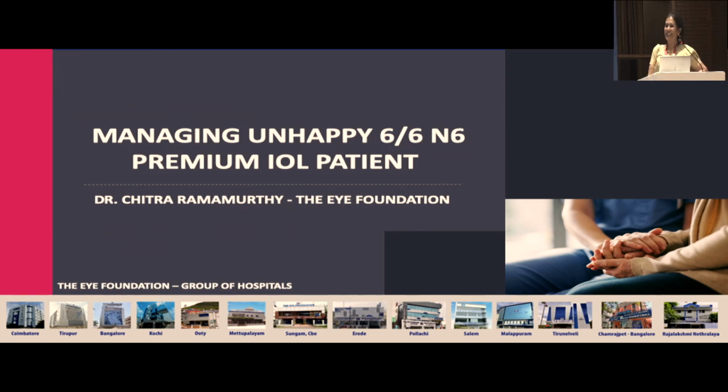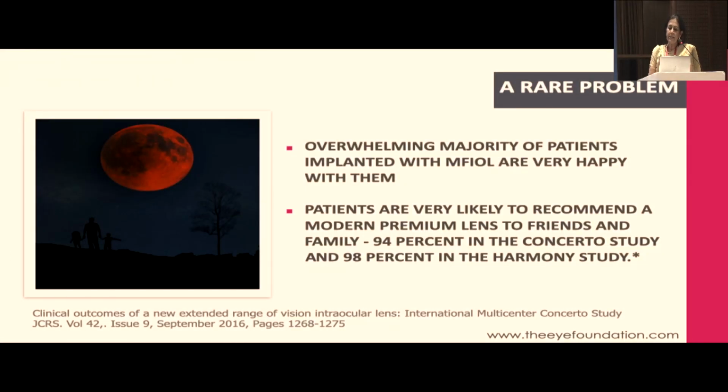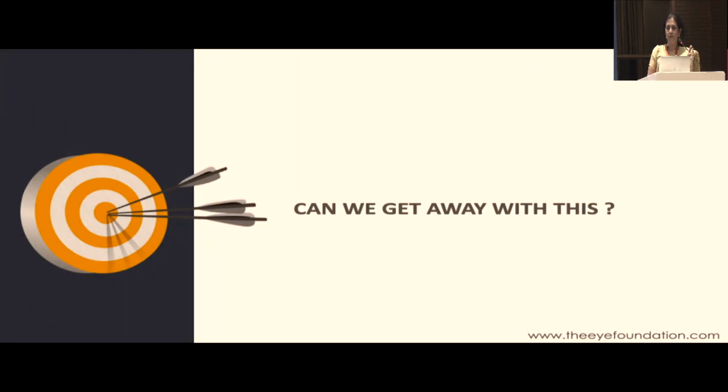So my topic is going to be on managing unhappy 6/6 and 6 premium IOL patients. Basically, unlike what was thought earlier, there's an overwhelming majority of our patients who are happy with multifocal IOLs, and there are two important studies. One is the Concerto study and the Harmony study, which show that 94 to 98% of the patients who had undergone multifocal IOL implantation were ready to recommend it to their friends and colleagues. But we need to hit the target, and how do we do that?